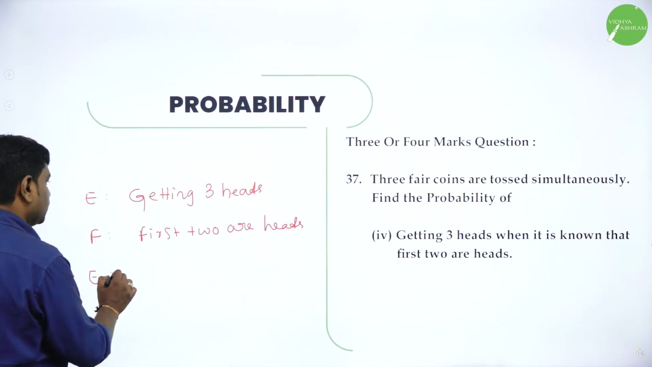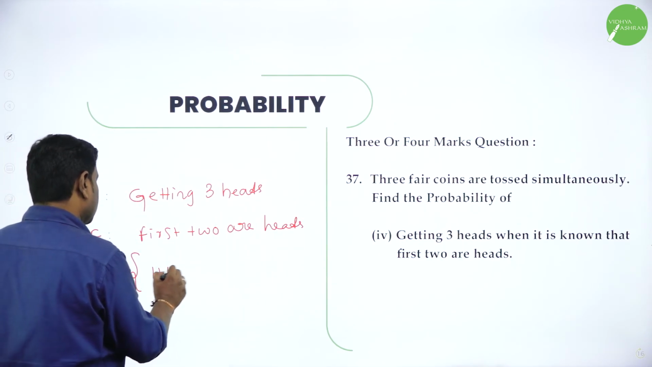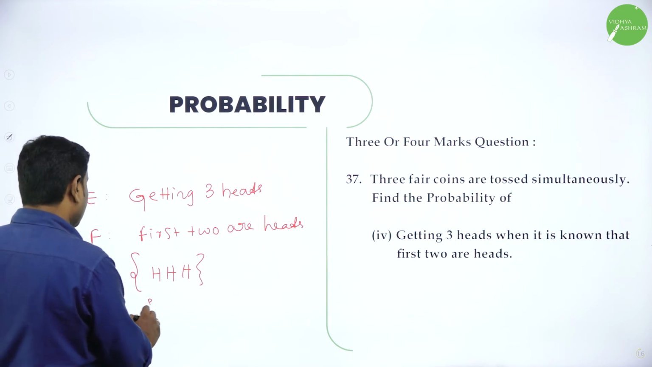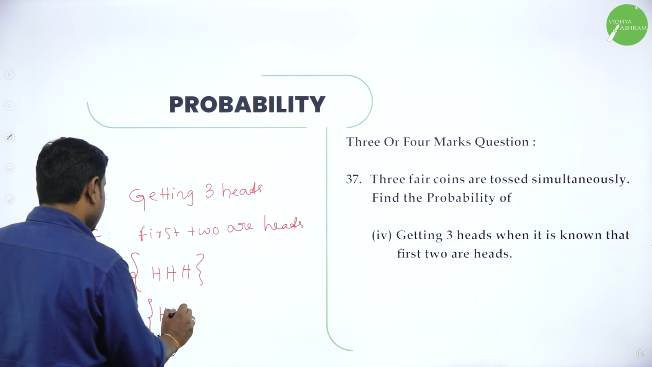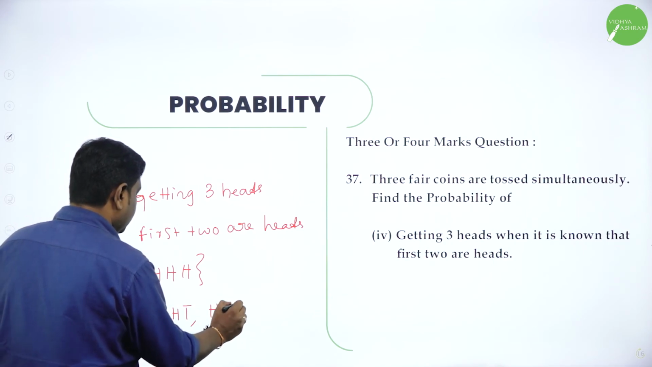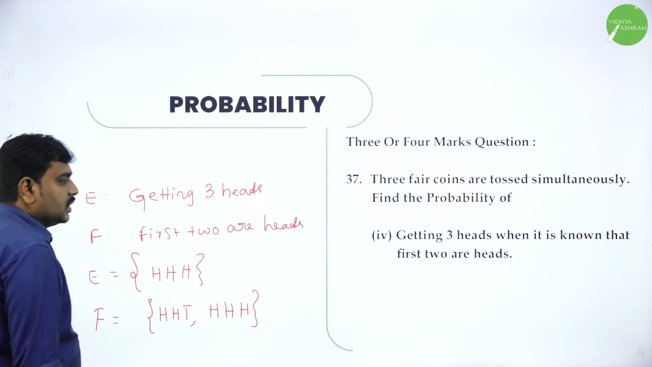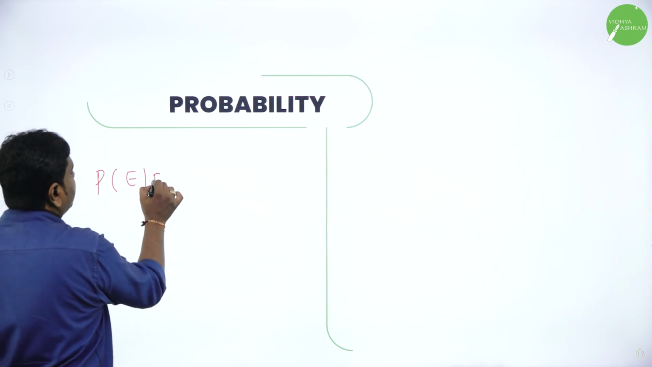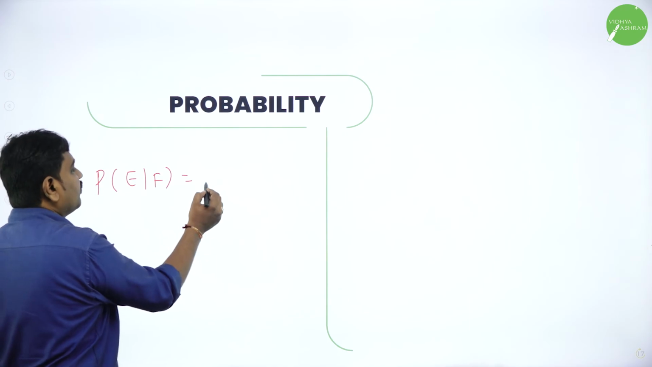So what is event E? 3 heads. We'll have only one output, 3 heads. What is event F? Event F is first two are heads. First two are heads means head, head, tail, or you may get head, head, head. They want you to find P of E by F. What is P of E by F? Probability of E given that F occurred.